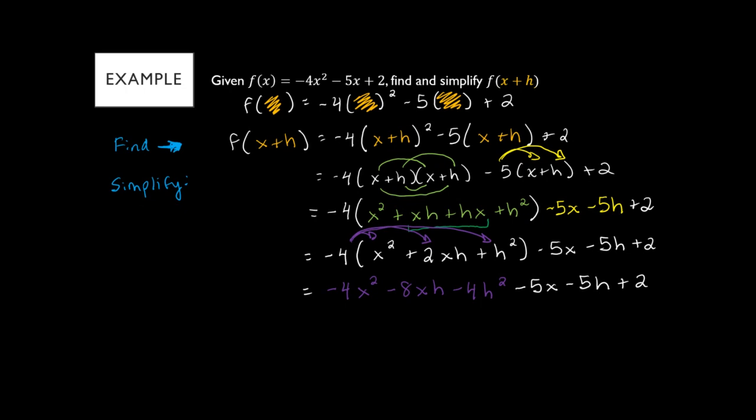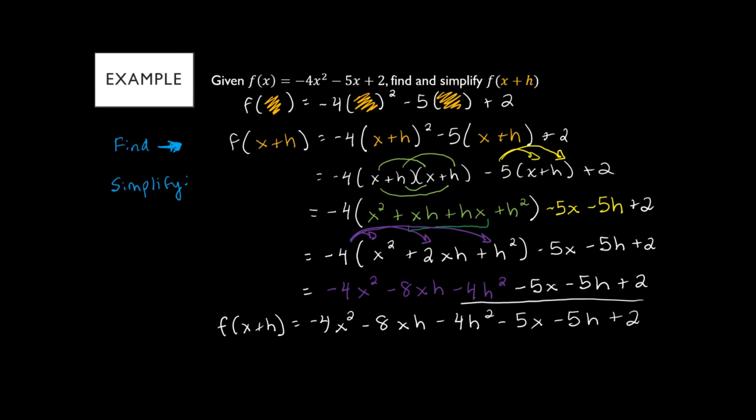Even though it's actually longer than what we started with, when we say simplify, that means we do any multiplication, including FOIL. So our simplified form is f of x plus h equals negative 4x squared minus 8xh minus 4h squared minus 5x minus 5h plus 2. And this is a very, very long thing.